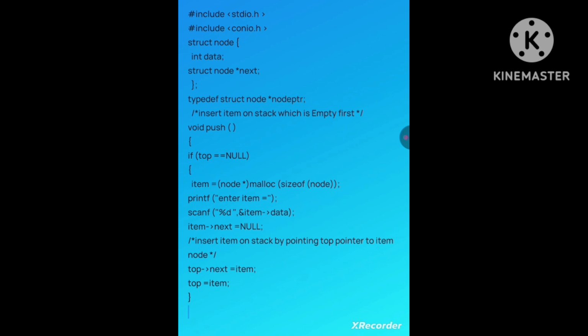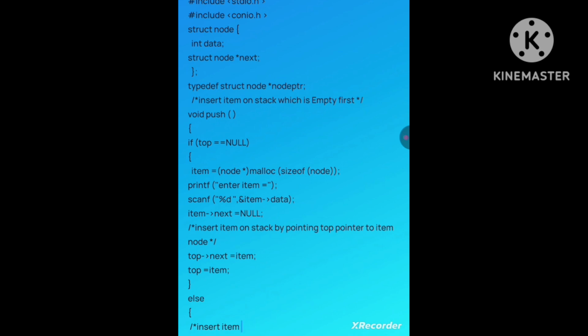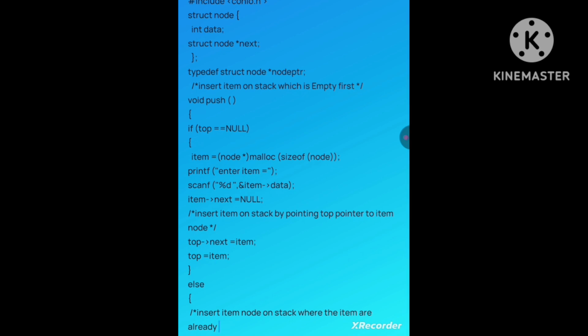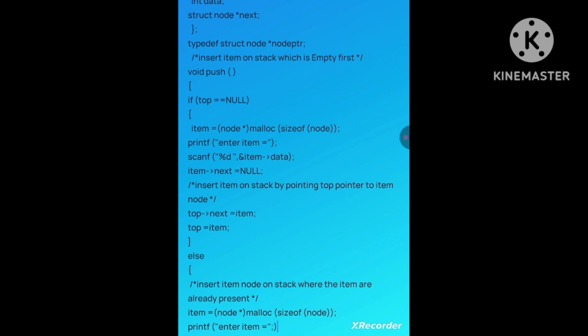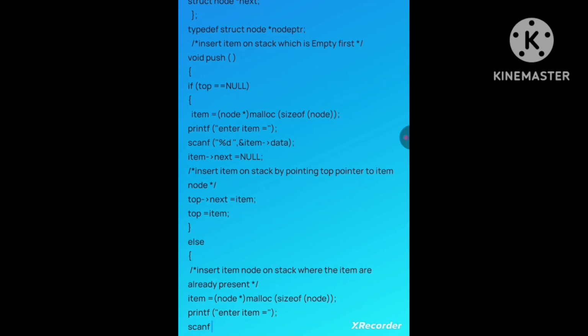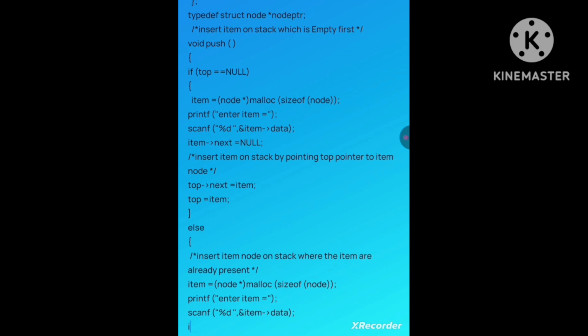Then what if other nodes are present on the stack? To add other nodes on the stack, we come to the else part of the code. We create the new node, that is the item node, using the malloc function, enter the data value into the item node, and its next pointer will point to null. Now we will add or insert this item node onto the stack.